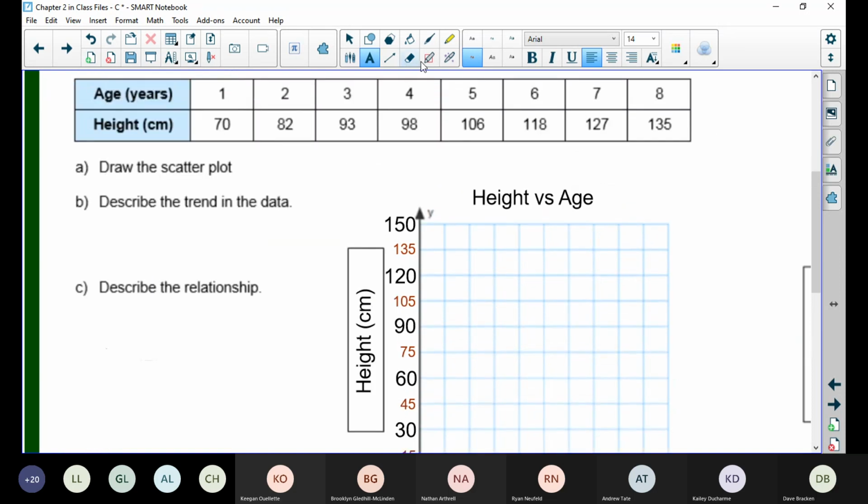Let's start to graph our points. 1 and 30. Sorry, 1 and 70.